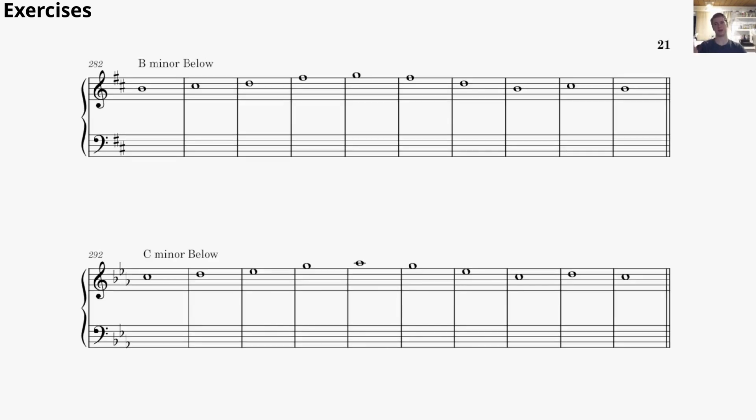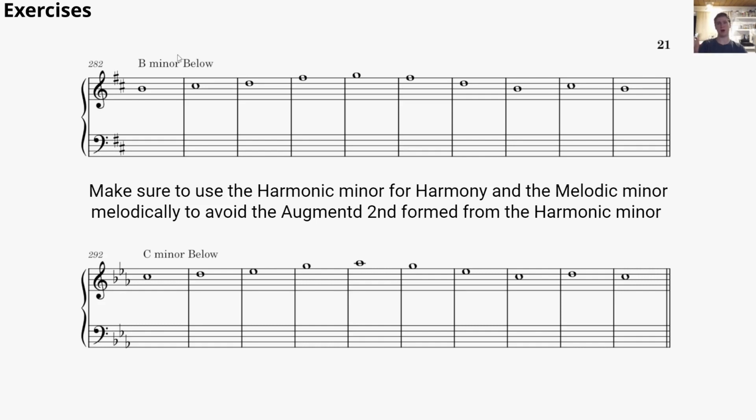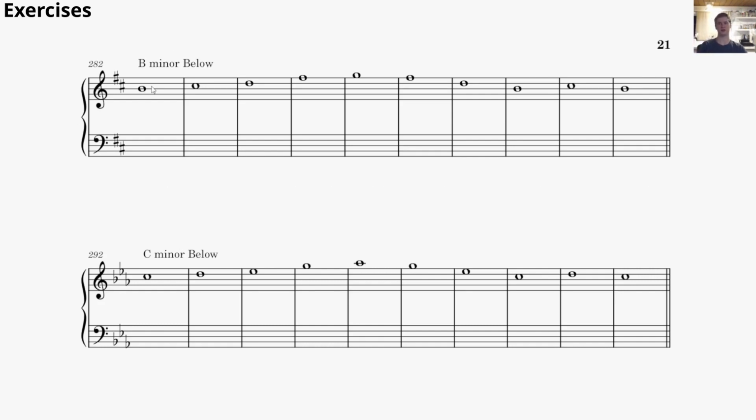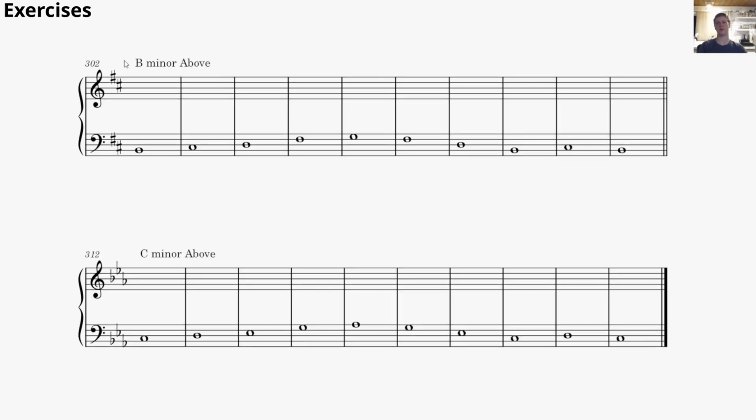Okay, now the same idea here, but now we have minor, we have B minor, and we have C minor. Again, choose to either write your response in the alto range for this or in the bass range. That applies for both of them. Then we have the same thing, B minor and C minor. This time the given melody is in the bass voice, and you have the option to write above it in your tenor voice or above it in your soprano voice.